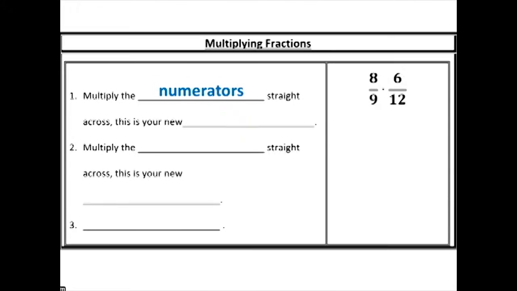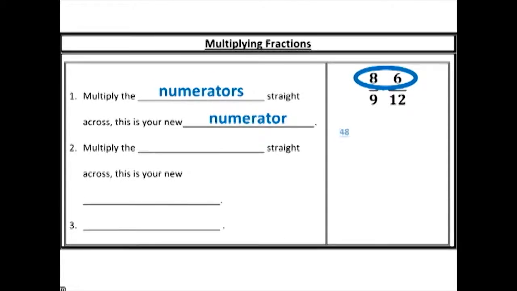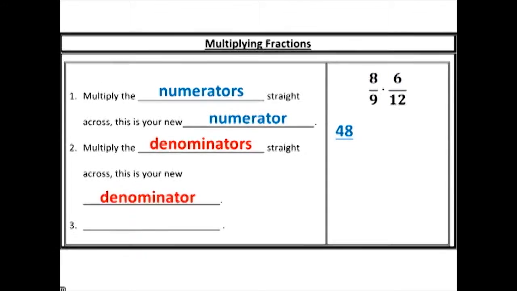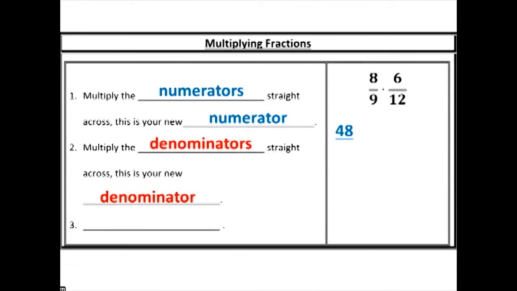Now, in this case, you're just going to multiply your numerators straight across. This will become your new numerator. 8 times 6 is 48. Multiply the denominators straight across. This becomes your new denominator. 9 times 12 is 108.